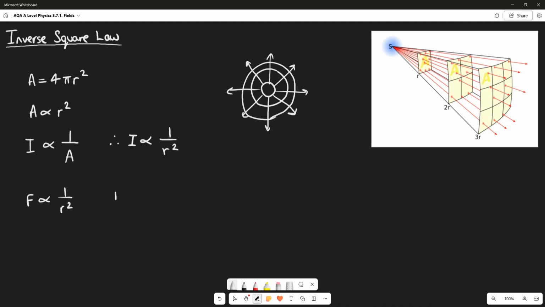For example, with gravitational fields, the equation is we have our constant of proportionality, our 2 masses, all over r squared. For an electric field, this is slightly more complex. Our constant of proportionality is 1 over 4 pi epsilon subscript 0, multiplied by our 2 charges, all over the square of the radius. Both radial gravitational fields and radial electric fields obey the inverse square law.